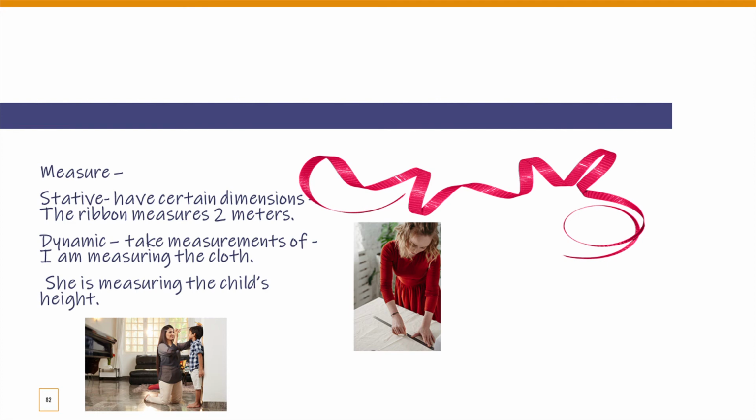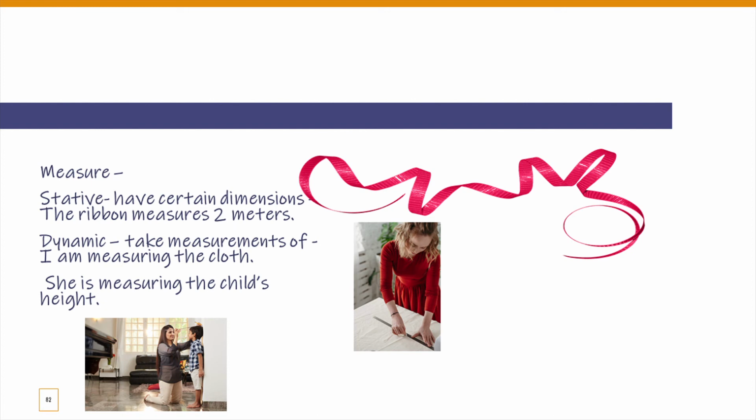So here we have another verb, that is measure. We had this in the previous videos as well. So words that reflect measure are stative. Here we have the stative and dynamic meaning. So when you have to talk about certain dimensions, stative is to have the dimensions. The ribbon measures 2 meters. Here you're talking about the length of the ribbon and not the physical action of measuring. So that is the stative meaning. So that's why you use only the simple present. This ribbon measures 2 meters.